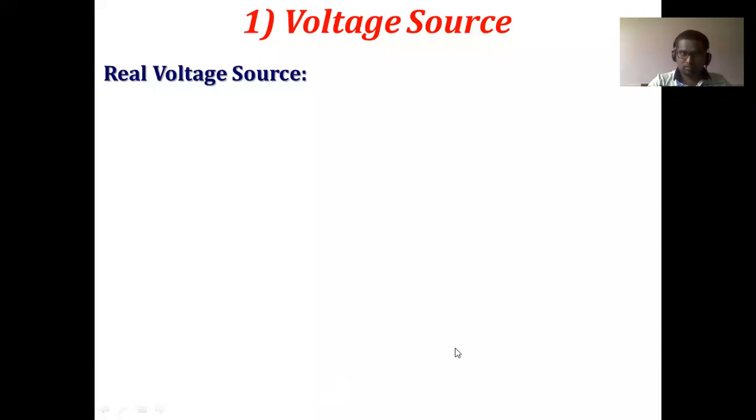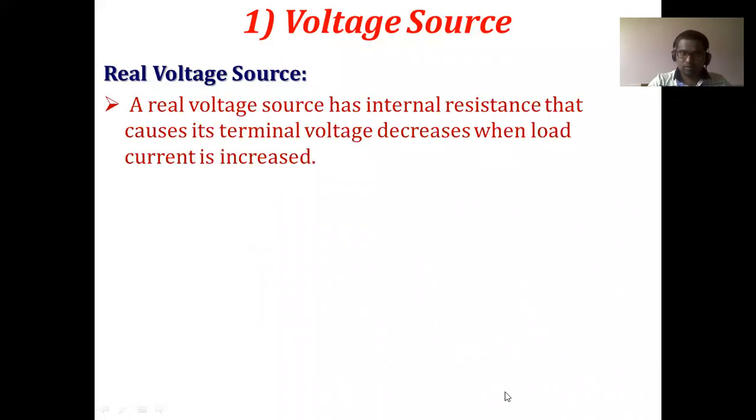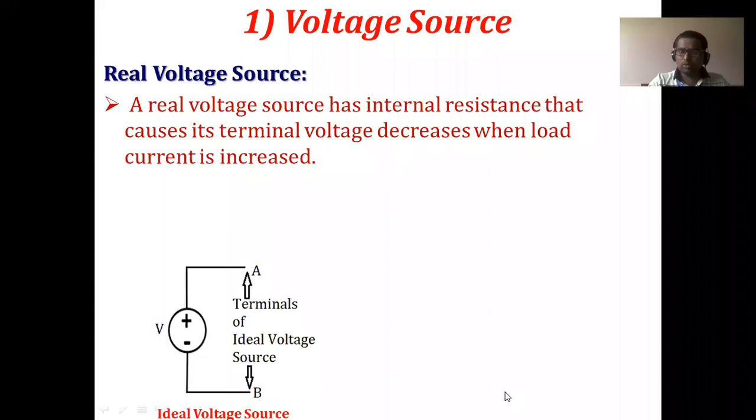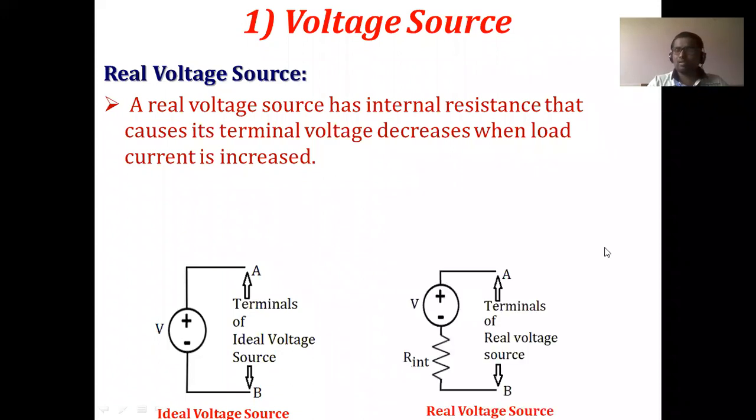This is the ideal voltage source, and when I want to draw the diagram, actually the internal resistance, let me clear that, is present inside the voltage source. But when I want to show it diagrammatically, then I can show that internal resistance in series with the voltage source, and the A and B terminals are there.